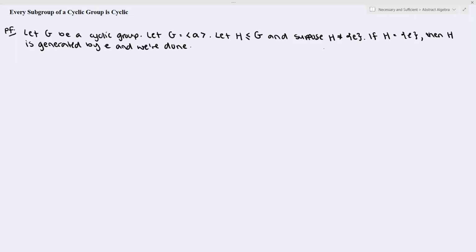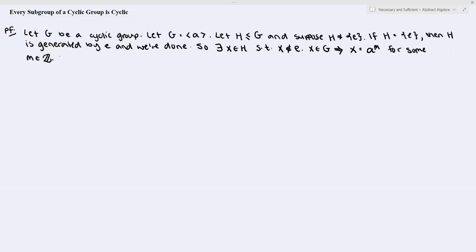So let's suppose that H is a subgroup and it's not just the identity subgroup. So there exists X in H such that X is not equal to the identity element. Now remember, H is a subgroup of G, so any element in H is also an element in G. So X in G implies that X is equal to A to the M for some integer M. Remember, G is generated by A, so any element of G can be written as some power of A.